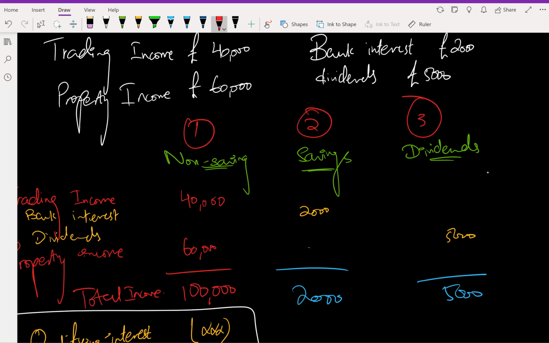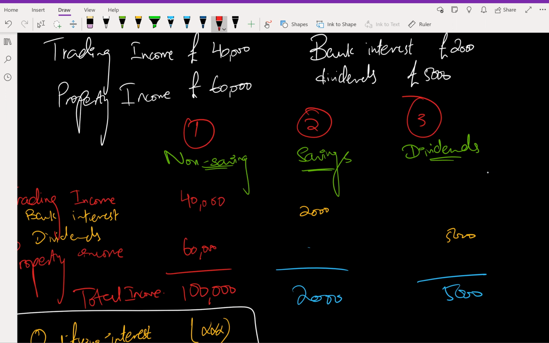Then savings: if the non-savings income has ended and there are still some deductions to be made, move on to savings. If the savings income has also ended and there are still some deductions to be made, move on to dividends. If you've taken off the entire dividends income and there's still some deductions to be made, what do you do? Michael, what do you do? It gets wasted. Okay? It gets wasted.